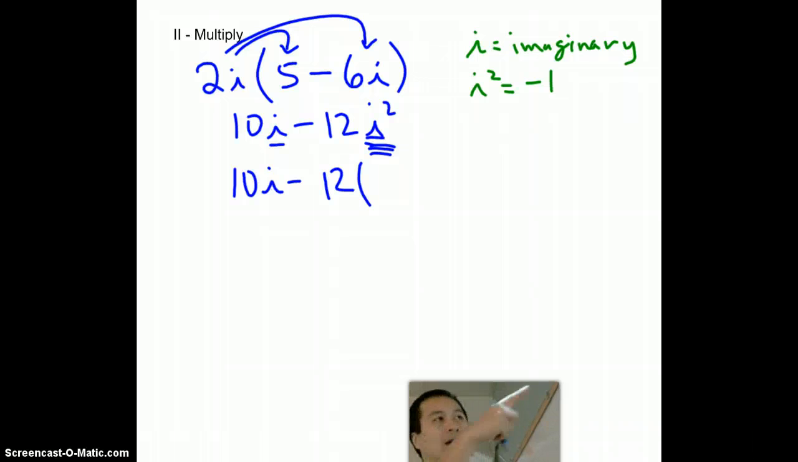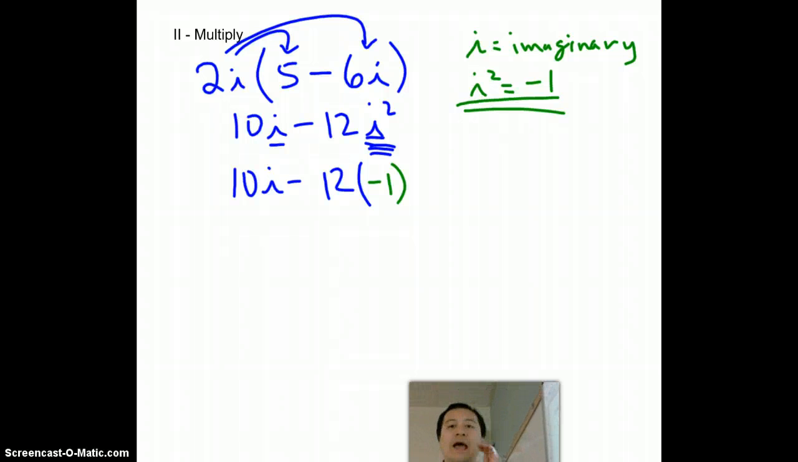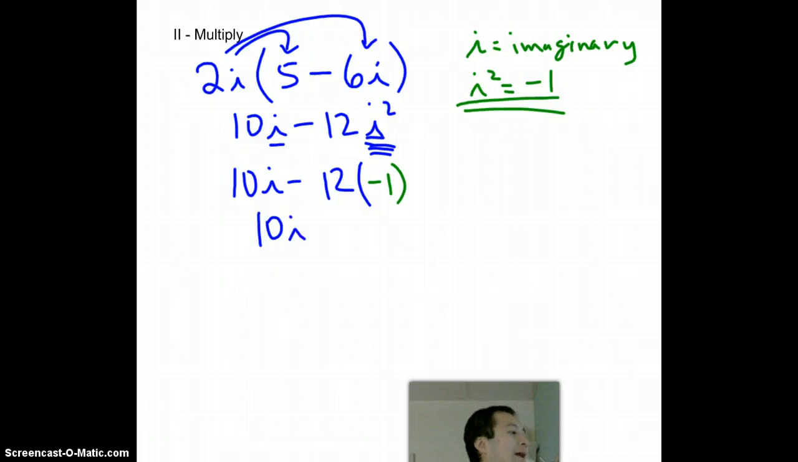What's I squared? I squared is negative 1. Remember that? So take out the I squared, replace it with negative 1. Remember, your final answer should not have anything more than one I. That will be 10i. This is negative 1 times negative 12, which will be a positive 12.